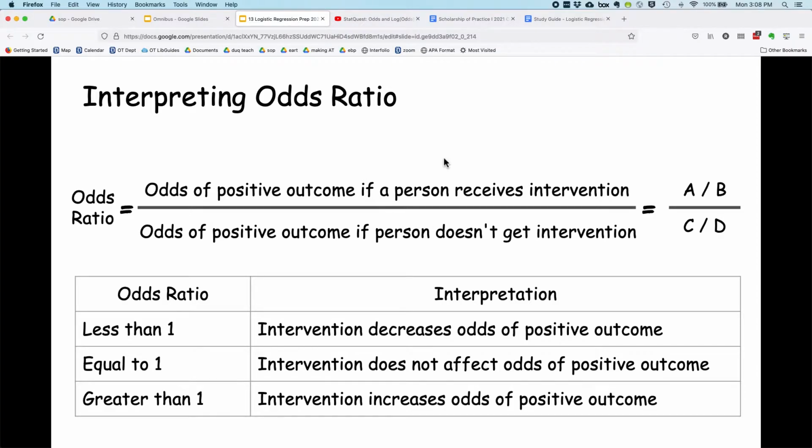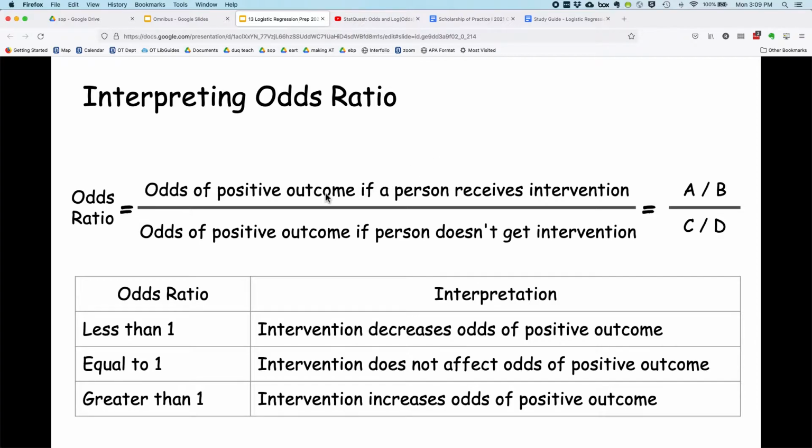So what we're typically doing is looking at whether one group is more or less likely to have a positive outcome than another group, based on something about the two groups: whether one of those groups got an intervention and the other didn't, or one has a risk factor and the other doesn't.